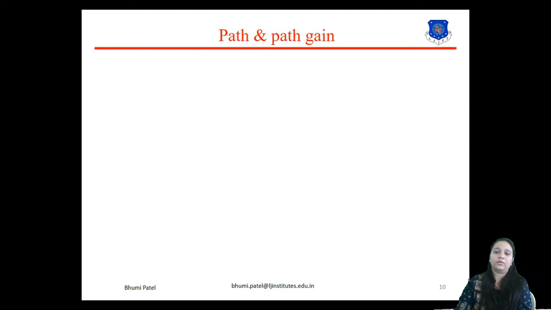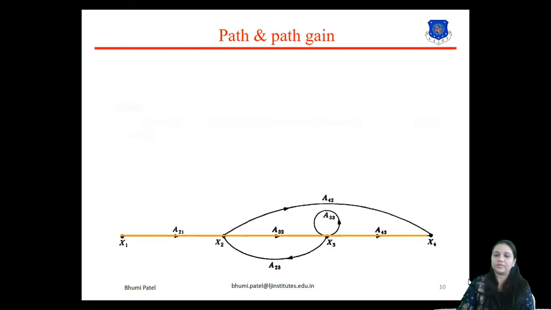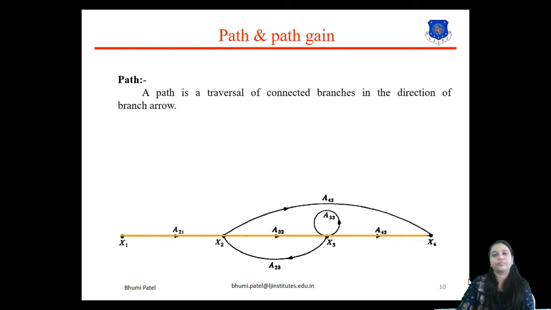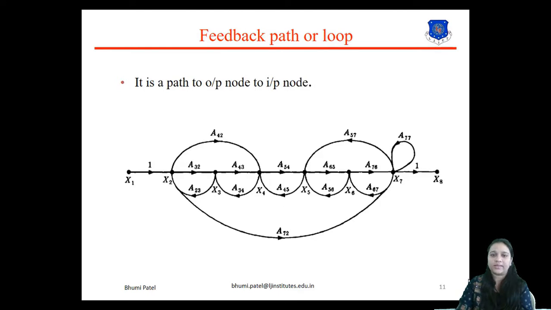Next terminology: what is a path and path gain? You can see in this diagram, first of all, what is a path? A path is a traversal of connected branches in the direction of the branch arrows. Now what is the path gain? The product of all branch gains while going through a forward path is called the path gain. So you can see in this diagram, the yellow line: what is the path and what is the path gain?